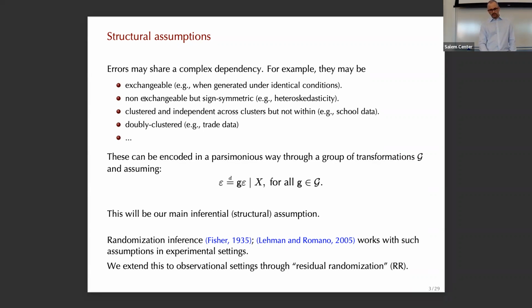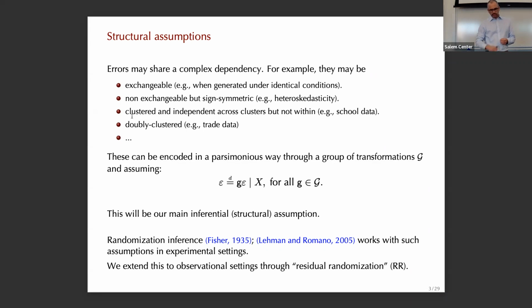We can also say that the errors are not exchangeable, but they are sign symmetric individually. Think of heteroscedasticity. When we assume that the errors are heteroscedastic, this is what we're assuming. We cannot exchange them, but at the same time, any sign flip also has the same probability.